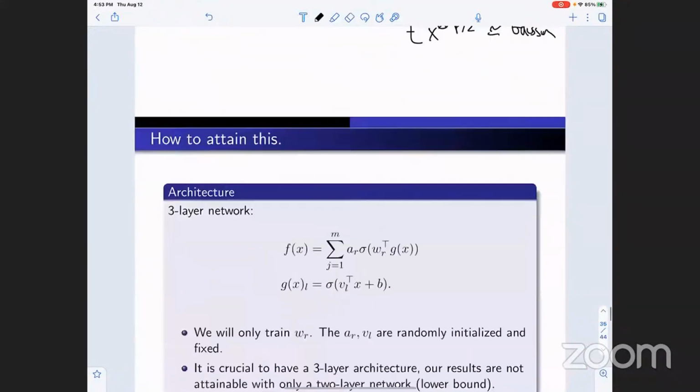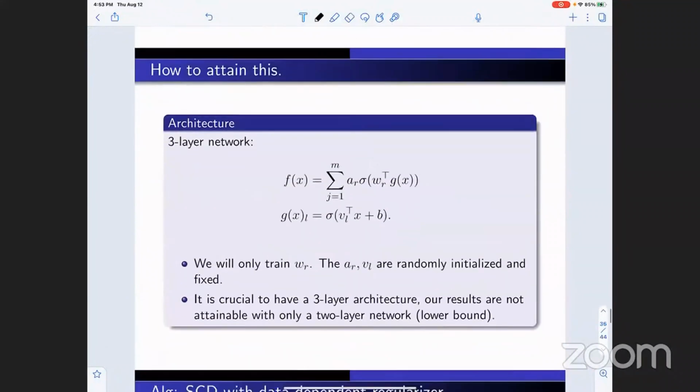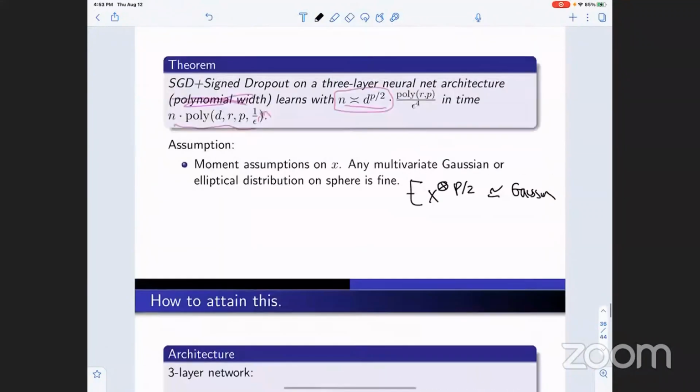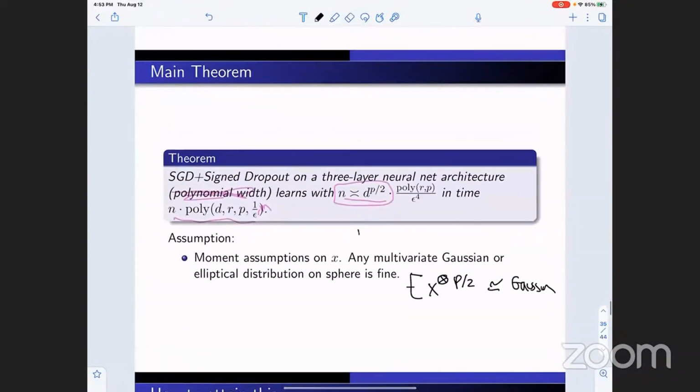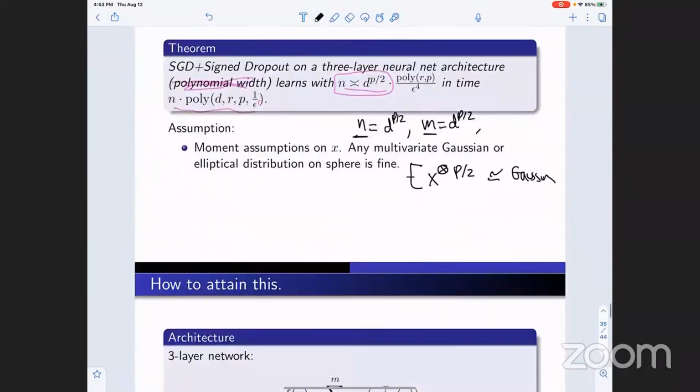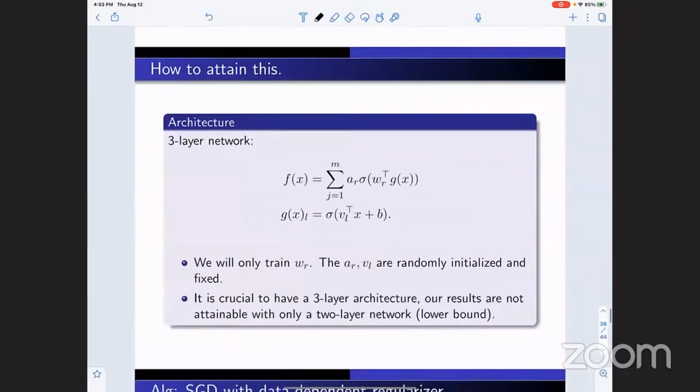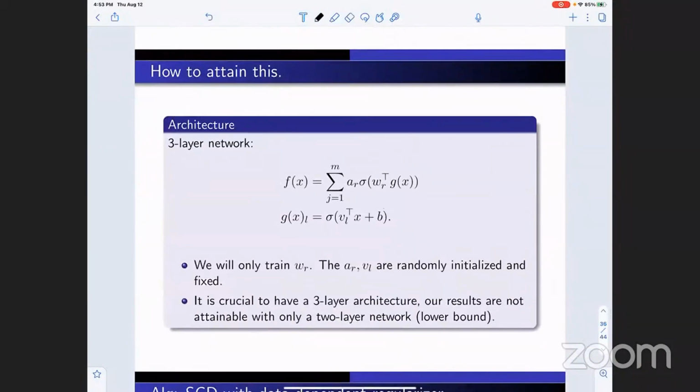Okay. So the architecture, then the running time. Essentially, you should think the sample complexity is d to the p over 2, the width is d to the p over 2, and the running time is linear in the n. Actually, it's linear in the n, linear in the m, and polynomial in the other things. Okay. So what is the architecture?